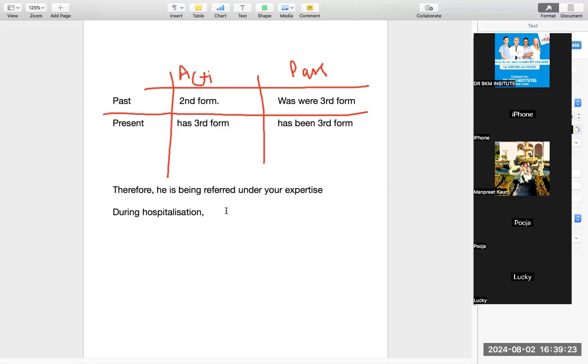If I am writing a letter, I will say during hospitalization, we gave paracetamol to the patient. We gave physiotherapy to the patient. So if we understand how we create grammar in OET, in the past tense we always write the second form. But in OET, what happens? We use the passive voice. Why do we use the passive voice? Because we always put the patient, the object, as the subject. So we say, during hospitalization, the patient was given physiotherapy. That is how we make sentences.